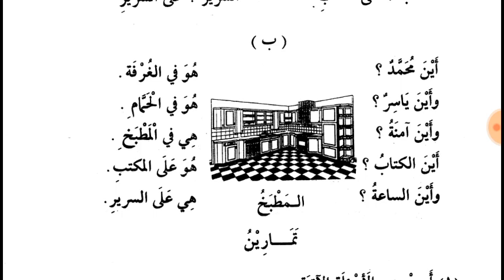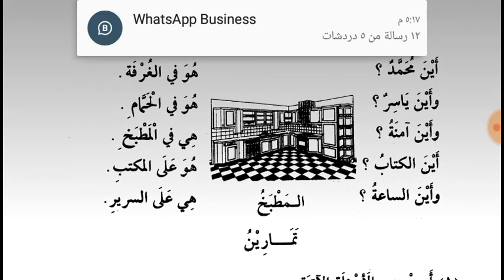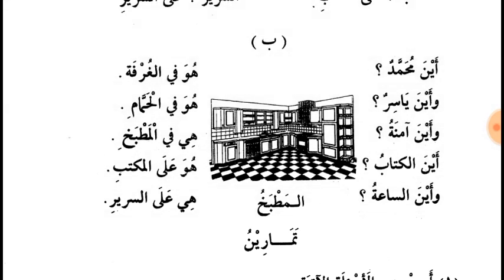Okay. Aina Yasir? And where is Yasir? Huwa fil hamami. He is in the toilet. Okay. هو في الحمام. He is in the bathroom. وأين آمنة؟ And where is Amina? هي في المطبخ. She is in the kitchen. Okay.